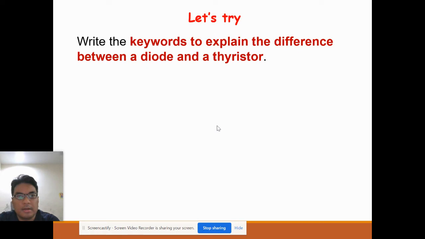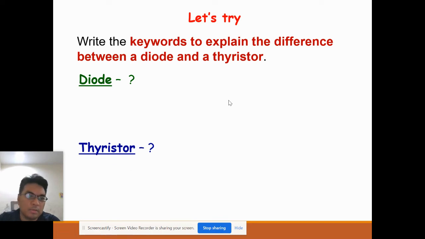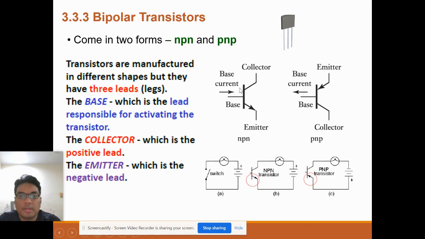Let's say, write down the keywords to explain the difference between diode and thyristor. Maybe you can do this because we have some characteristics of the graph and also some terms that can be mixed up. What is the difference between diodes and thyristor?